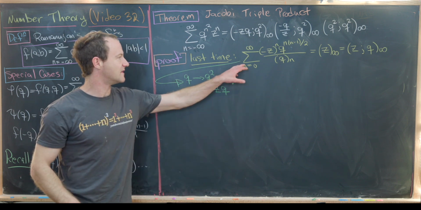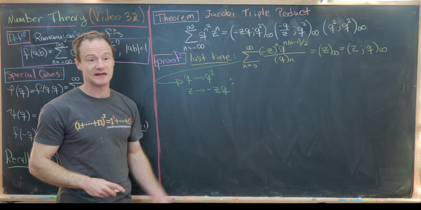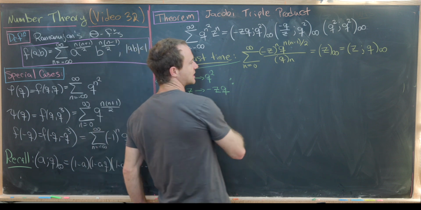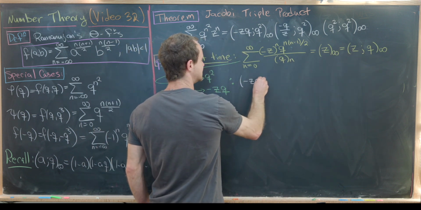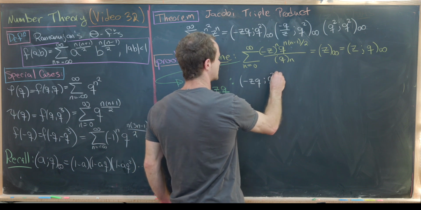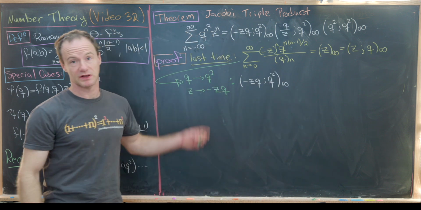Okay, so let's see what that does to our identity from last time. I'm going to start with maybe the right-hand side. So I'll have (minus zq; q squared) infinity just by this replacement.